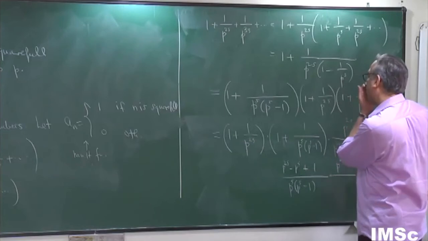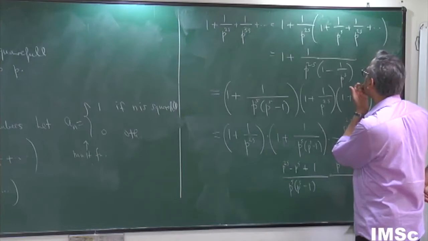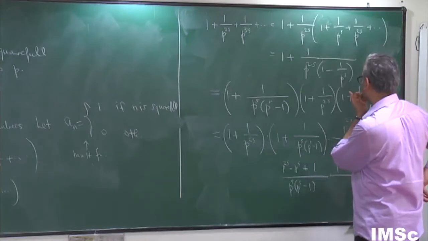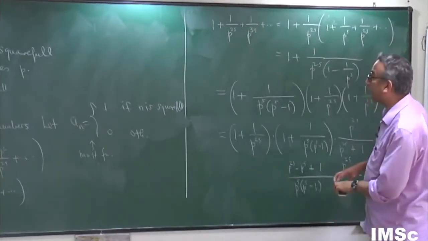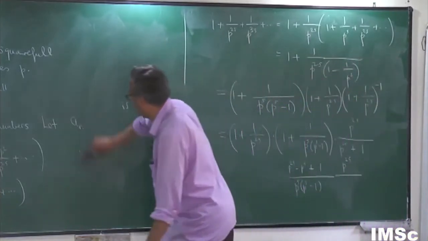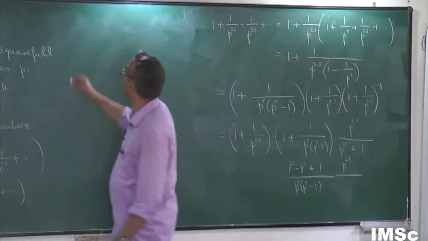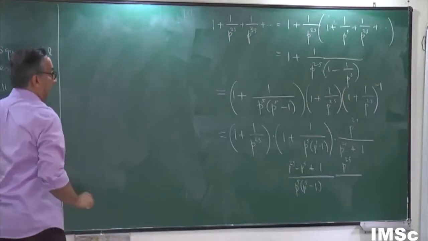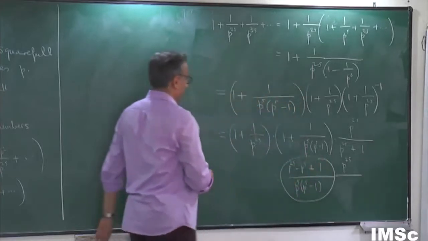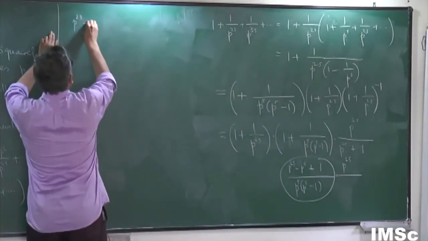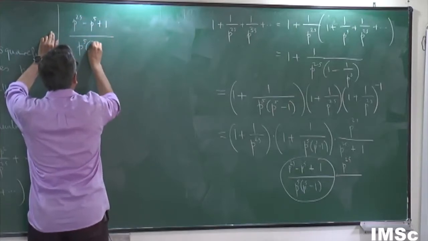I think I might have actually complicated this a little bit. Yeah, I think there's a slightly easier way to do this. Let's just look at this factor alone, because that's the Euler factor anyway. So let's look at that. That's p to the 2s minus p to the s plus 1 divided by p to the s minus 1.